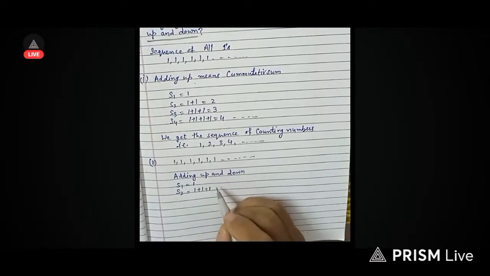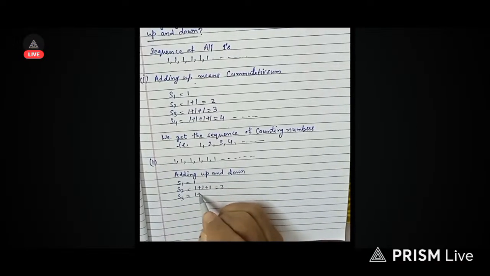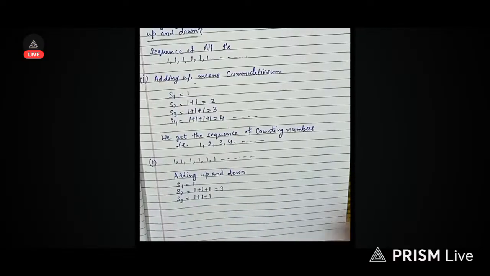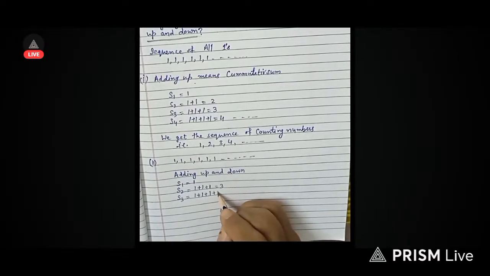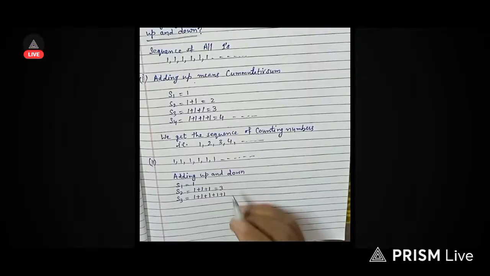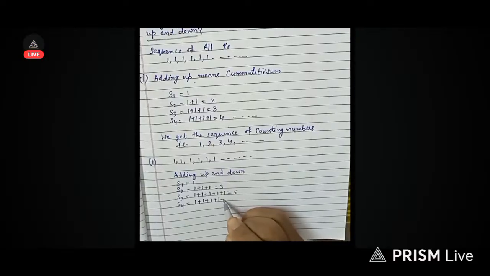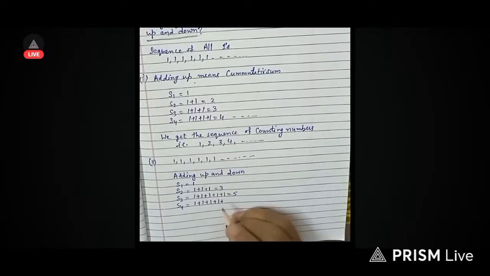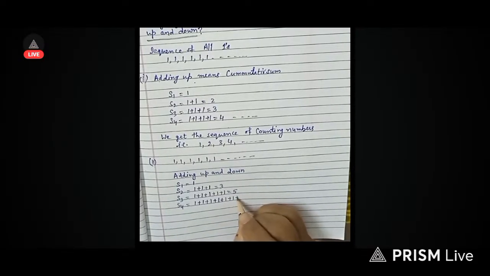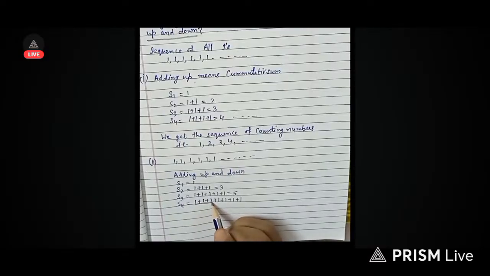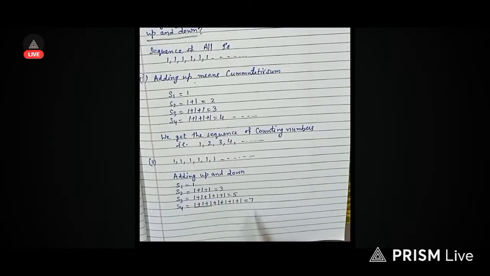So we get 3. S3, in this we get 3 terms to add up. But we have to go again backward. So we get 1 plus 1 plus 1, 5. S4, for 4 terms, 1 plus 1. Now we have to go backward, taking all the 3 ones on the left side. We get 7. Here we are getting 1, 3, 5, 7.